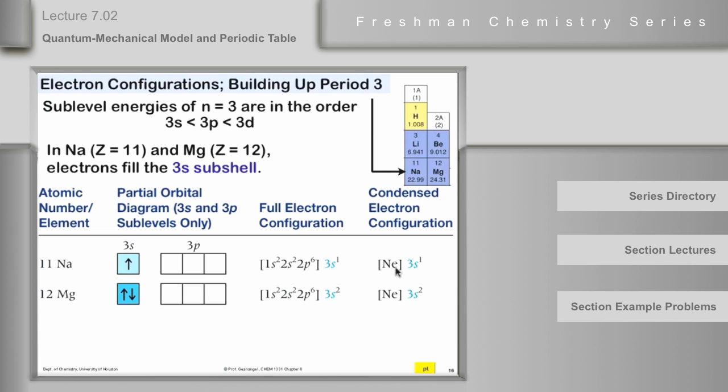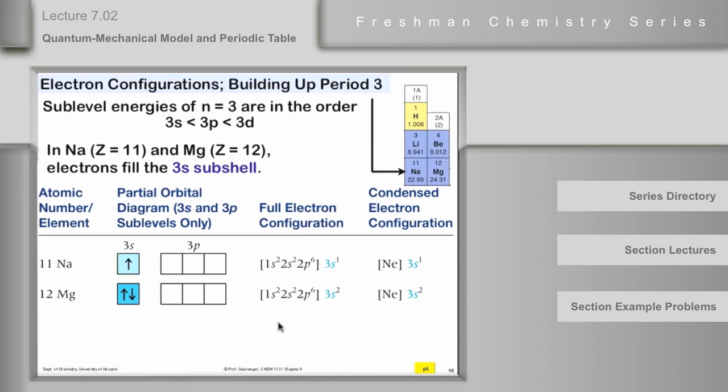So a condensed, or shorthand, kind of notation would be [Ne] 3s1. And I know you'd all much rather write neon in brackets and 3s1 than 1s2, 2s2, 2p6. But sometimes it's necessary to do the full electron configuration, so you need to learn it both ways. Magnesium, Z is equal to 12. Its last electron will go into the 3s as well, but it will be spin down. So it'll be 1s2, 2s2, 2p6, and 3s2 now.